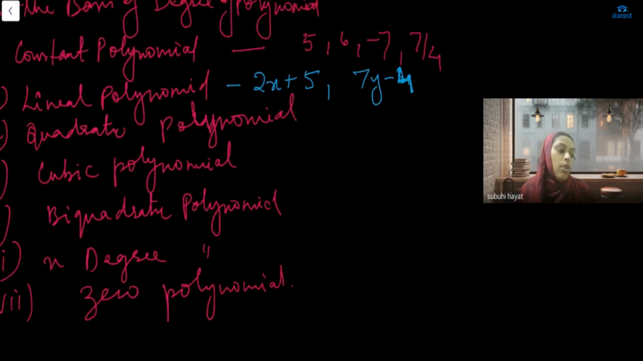Now a quadratic polynomial means the degree of the polynomial is 2. When the polynomial degree is 2, then it is called a quadratic polynomial. For example, 3x squared plus 2x plus 4.